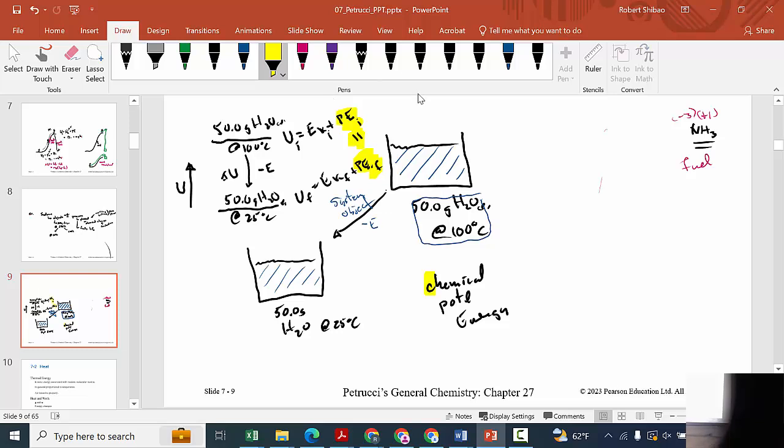And so the only thing that changed is the kinetic energy. The average kinetic energy can be measured by the temperature. And so it's obvious the average kinetic energy changed. Here we're at higher average kinetic energy, and here we're at lower average kinetic energy.